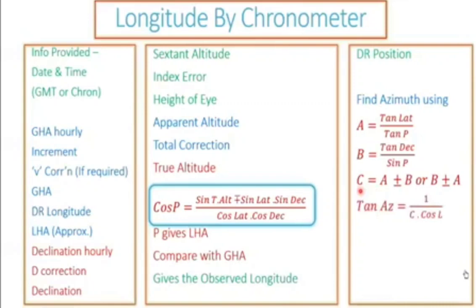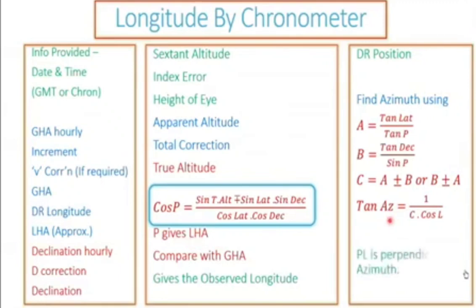Once C is obtained, we put it into the formula of tan azimuth is equal to 1 by C into cos of latitude. So we have the value of C now obtained from A and B, and we have the latitude which is given to us in the question. So using these two, we obtain the azimuth of the body. This azimuth is in the quadrantal notation. We obtain the quadrant using the name of C and the value of LHA.